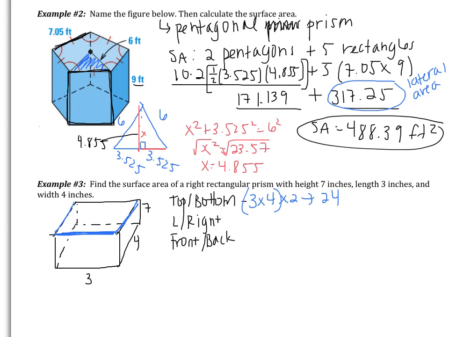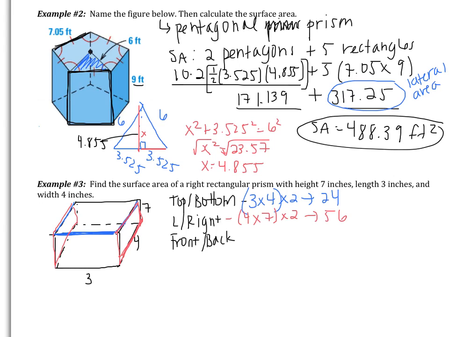Then I have the left and the right. So that's going to be this face right here, and then the one opposite it. This is 4 by 7. So I'm going to do 4 times 7, and then multiply by 2 because there's both the left and the right. 4 times 7 is 28. When I multiply by 2, that's going to give me 56.